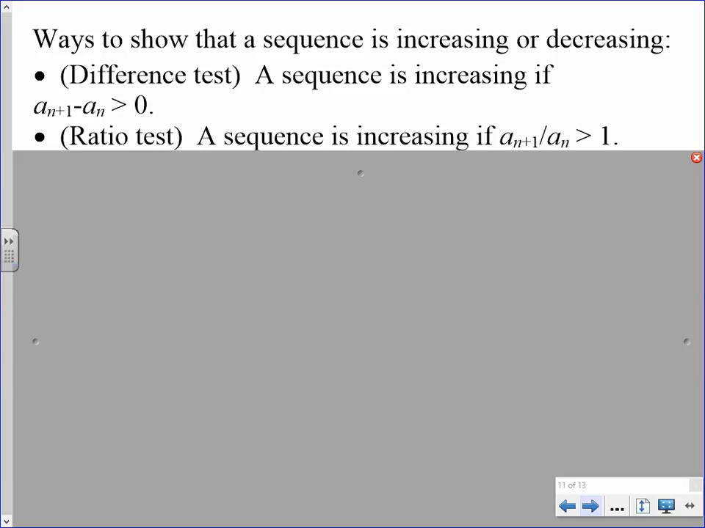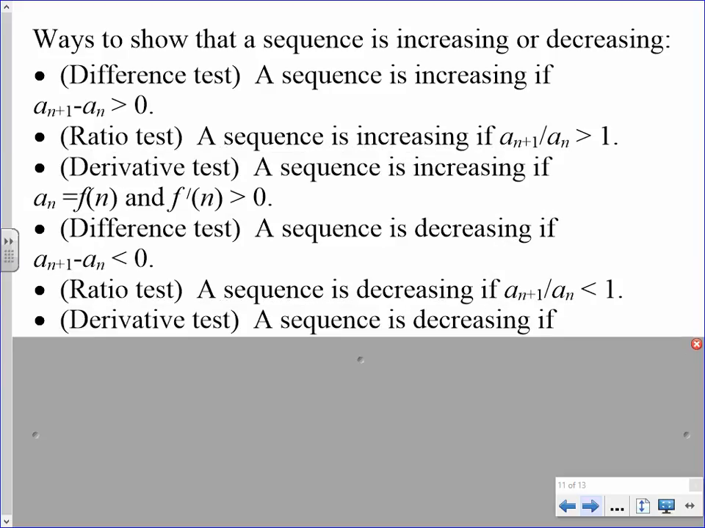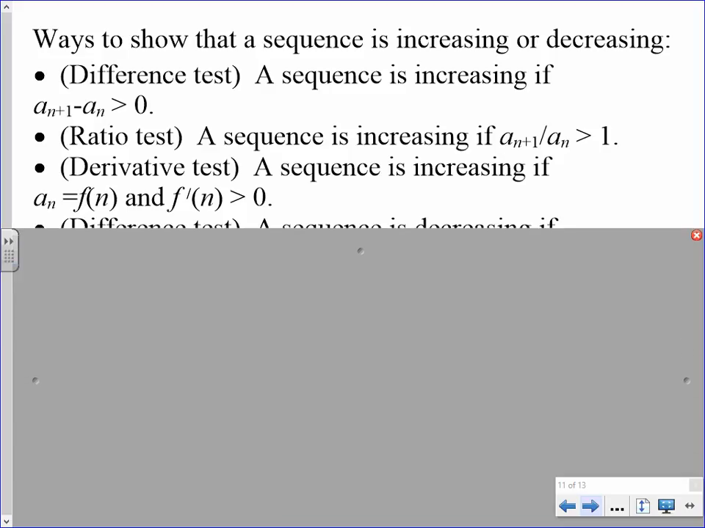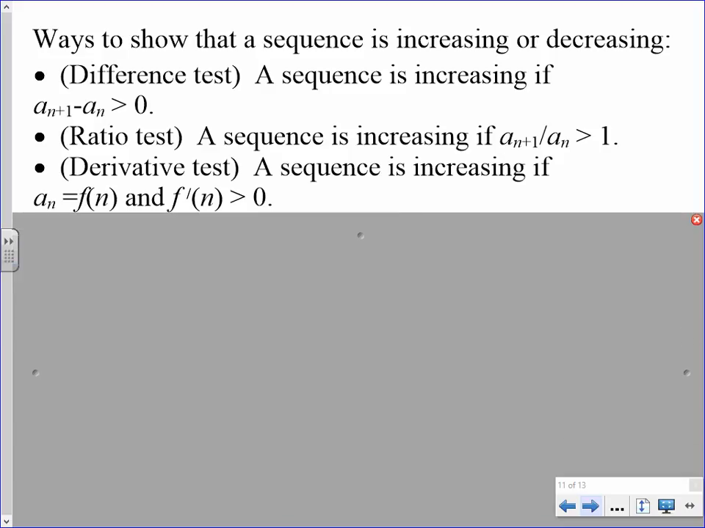So these tests can just fail to work. Okay, so make sure you write down ratio test: decreasing if that same ratio is less than 1. Derivative tests are a favorite. If we take the derivative and the derivative is greater than 0 for all of the positive integers, then we have an increasing sequence.